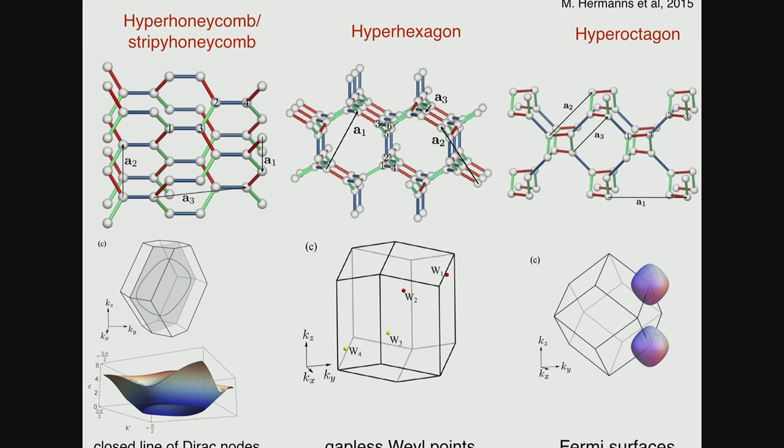Actually, the number of three-dimensional lattices is very, very large, and this is the hyper honeycomb, or very similar, the stripy honeycomb lattice. This is the hyperhexagon, and this is the hyperoctagon. So what is different? In three dimensions, we have a multi-sublattice system, and we have more sublattices.